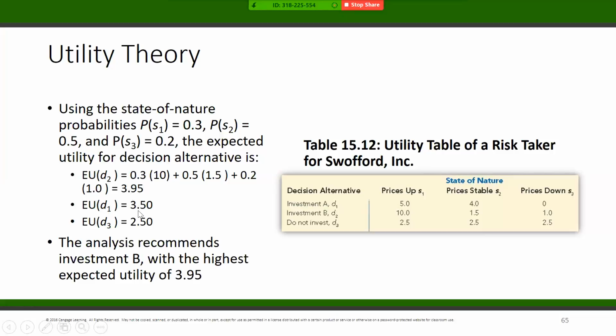Now, doing the same thing for D1 and D3, if we take the 0.3 times this, the 0.5 times that, and the 0.2 times that, we only end up with 3.5. Here, if we do the same thing for the bottom row, we end up only with 2.5. So we can see decision 2 is kind of the key. It has the highest expected utility here. And so the analysis recommends investment B with the highest expected utility of 3.95. Okay, so that's how we can use our utility table and probabilities to come up with which decision alternative to use.